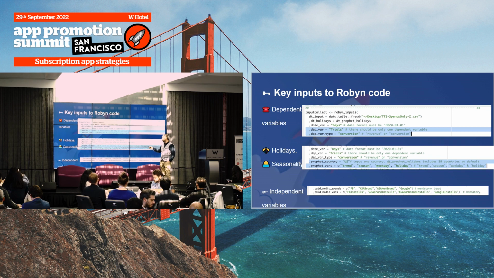The other important piece is the independent variables. Right, so I have some links at the end, so you can actually download a lot of this code. We also have walkthroughs, so you can basically run this code for yourself. But these are the important pieces.